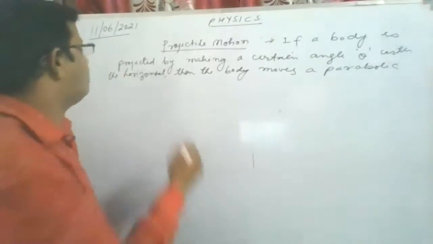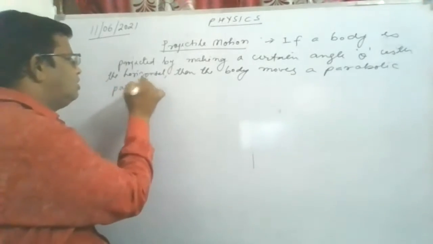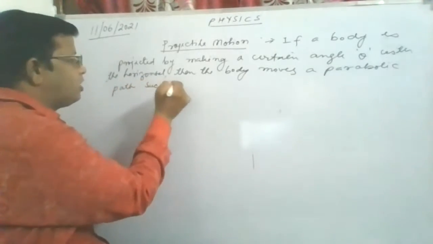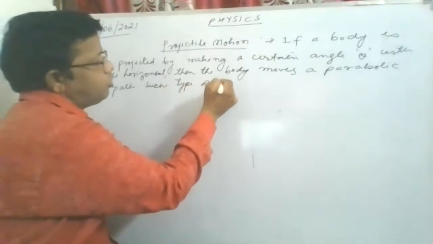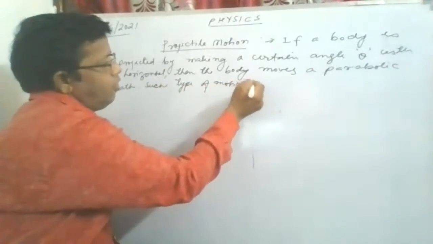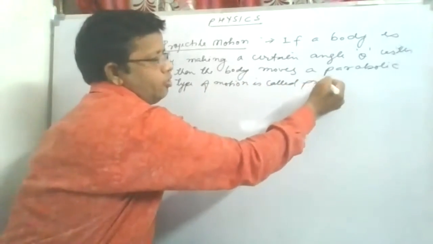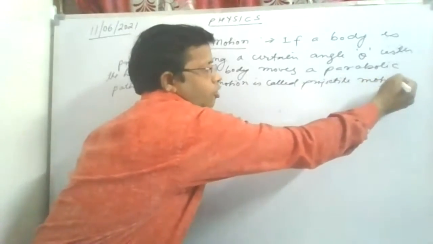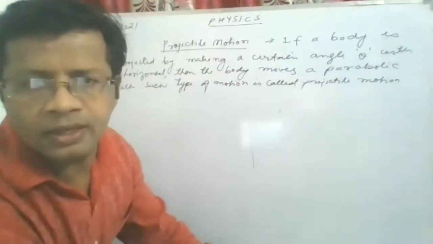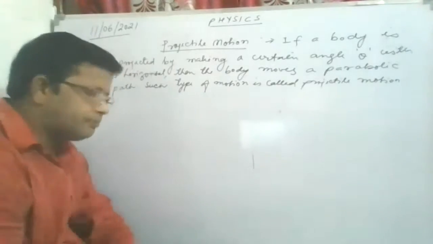The body moves in a parabolic path. Such type of motion is called projectile motion. Now you see here, beta, in case of projectile motion, let us see.